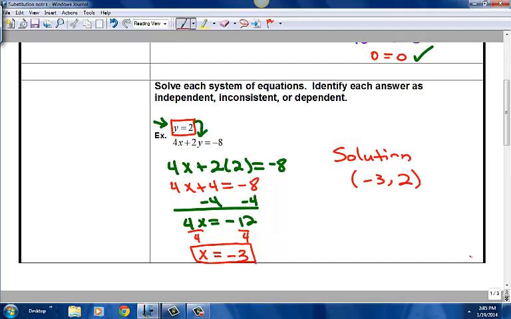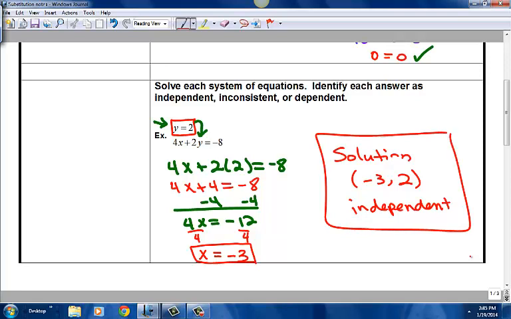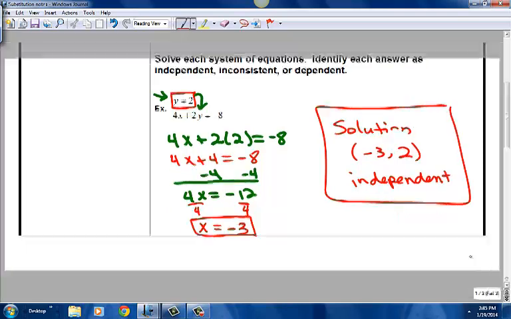And if you'll recall, we can classify each one of our systems based on how many solutions they have. In this particular case, there is one and only one solution, so I would say it's independent. That's it. Let's jump to another example.